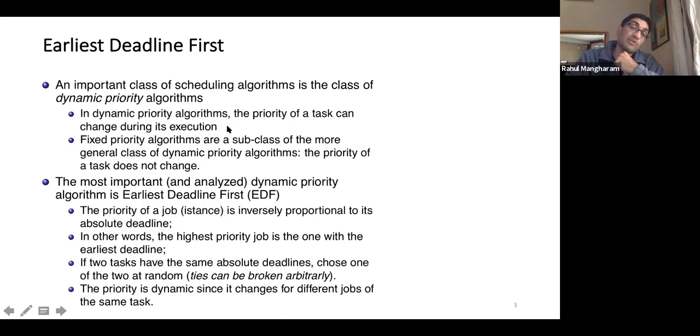So it's monotonic with the rate of the task. But now with dynamic priority, the priority of the job is inversely proportional to the deadline of the task, right? So what is the deadline from now? And that's how we normally work, right?